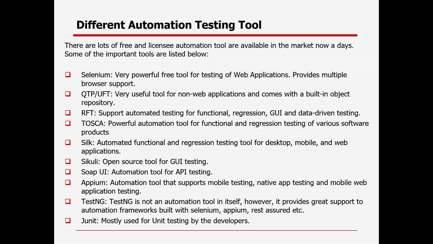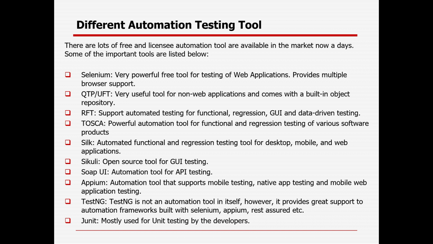So what are the different automation testing tools you might have come across as of now? There are a few free tools and license tools available. Selenium is a very powerful free tool, especially for web application testing and different browser and OS combinations. UFT or QTP is especially for non-web applications like Windows and client-server based applications, but it is a license tool with built-in object features.